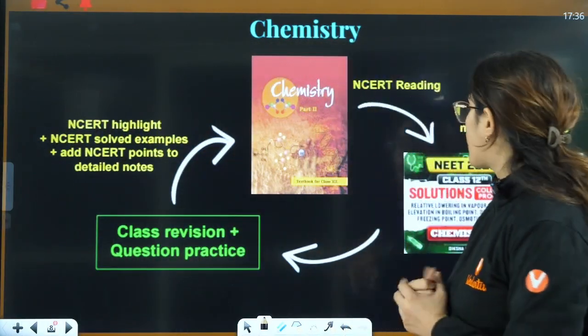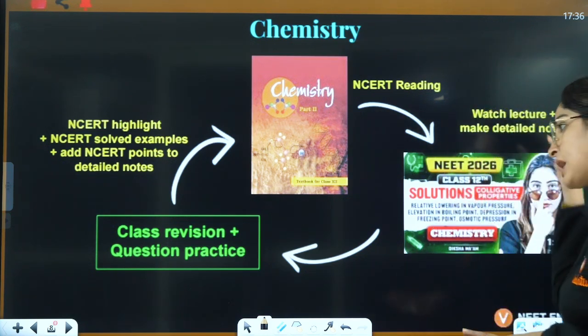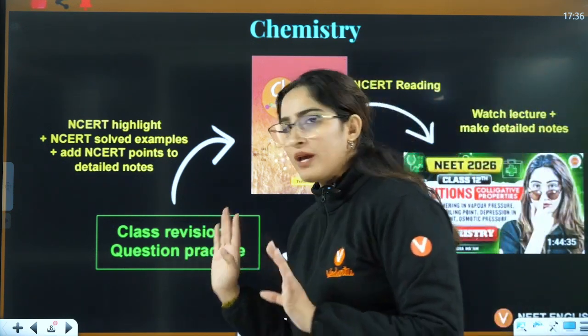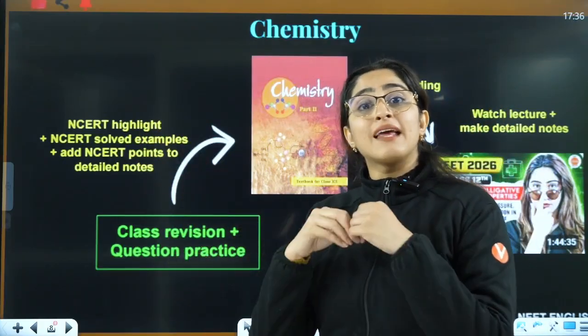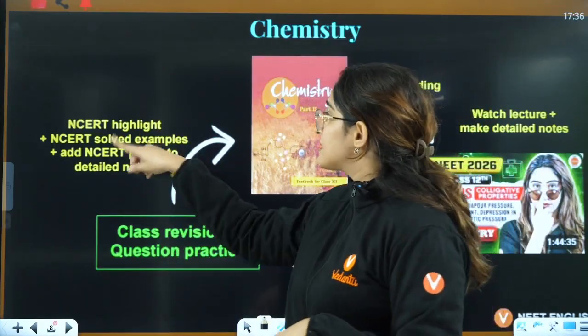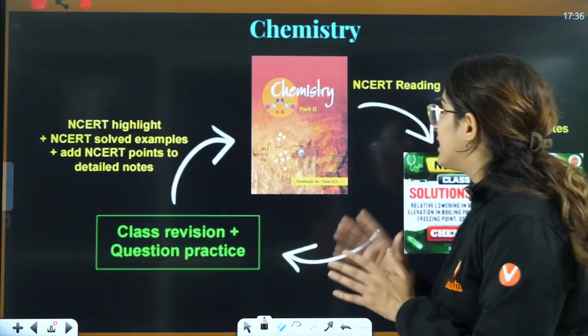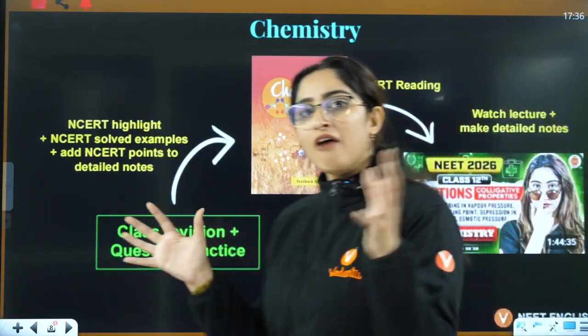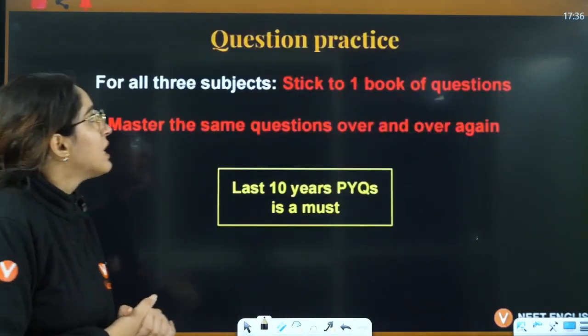Now in chemistry, what you will do? Firstly, watch lecture, make detailed notes of the lecture, then class revision and question practice, then NCERT. If inorganic chemistry is there, NCERT is a must, right? NCERT highlight, NCERT solved example, add NCERT points to the detailed notes, right? So you have to combine that, especially in inorganic chemistry and bio, right?